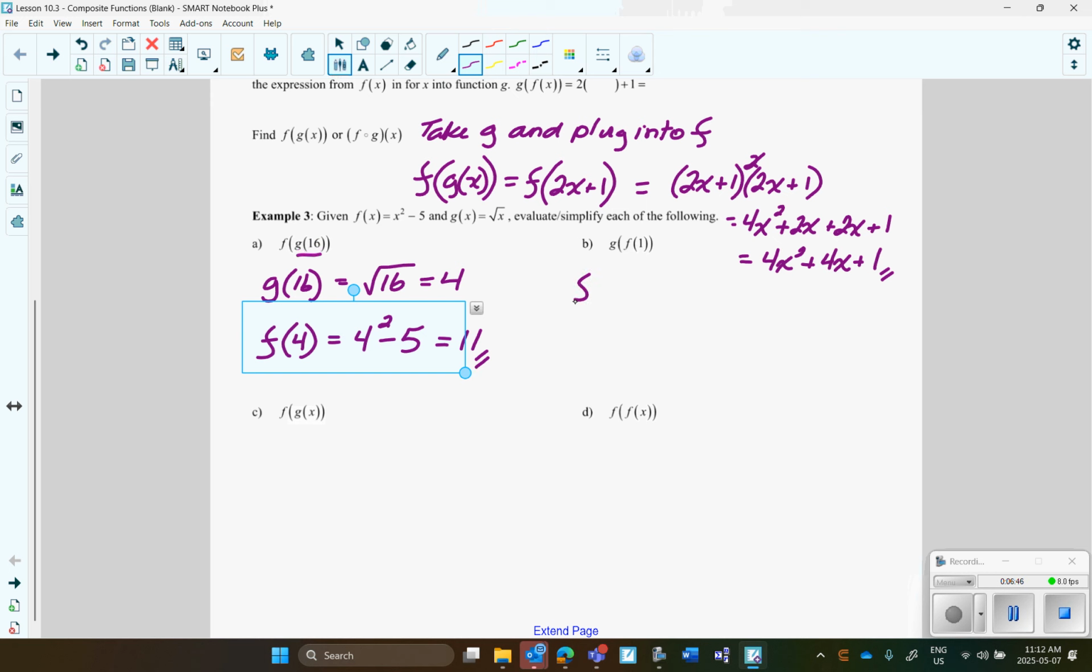For the next one, I'm asked to find f of 1 first. So that means plug 1 in for x. So I'm going to do 1 squared minus 5, which works out to -4. And now I'm going to take that answer, -4, and plug it into function g, because I work from the inside out. So I get square root of -4. Can't do, no solution. And that's our answer, because you can't take the square root of a negative number.